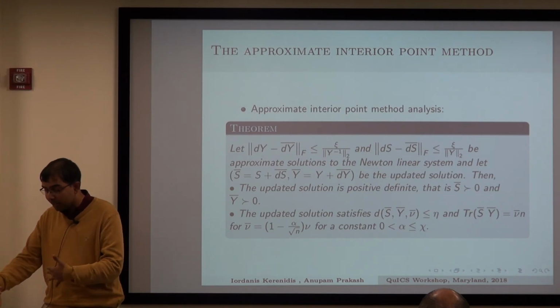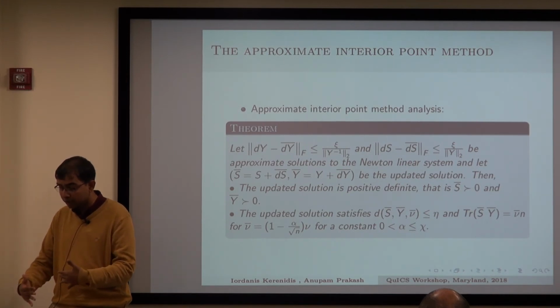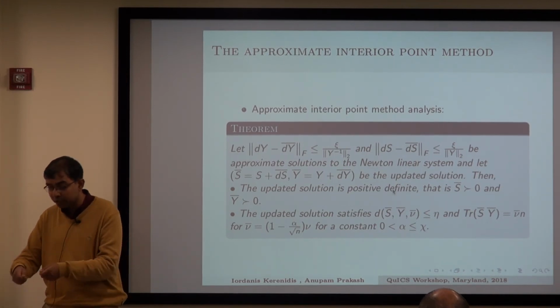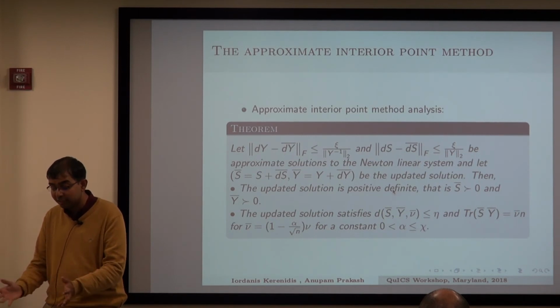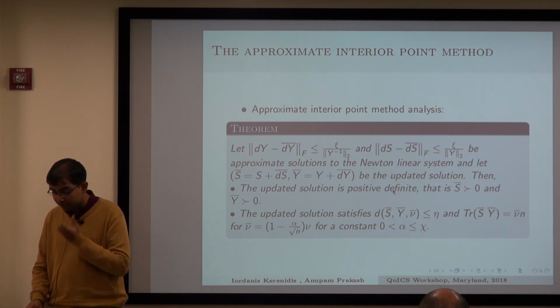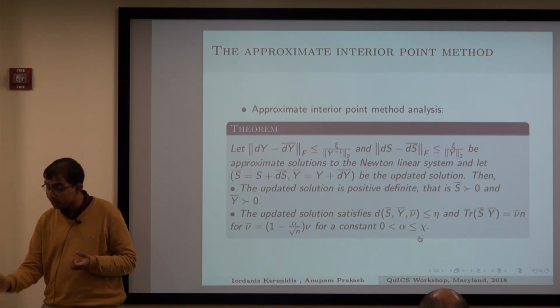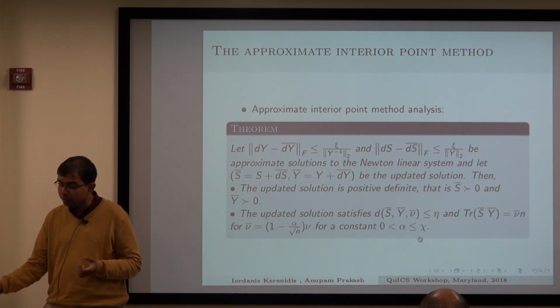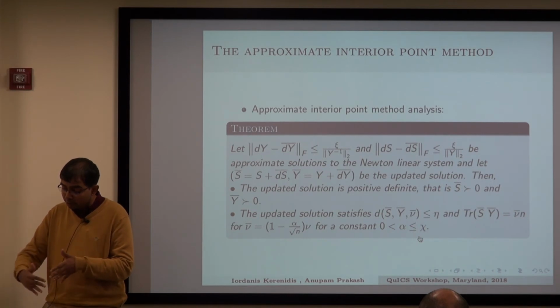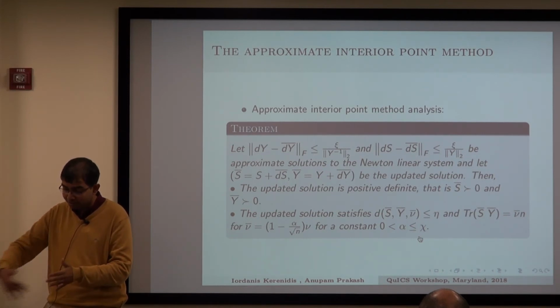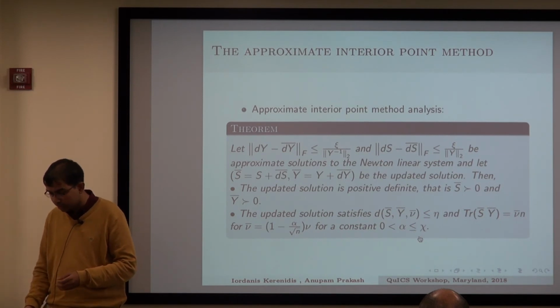And the duality gap goes down by a constant. The difference is that the constant is much smaller in this approximate setting than the classical one. For the classical method, you would have chi. Here you have something smaller than chi, which is between 0 and chi. So the rate of decrease of the duality gap goes down, but all the other good things continue to hold. And so the same analysis works.